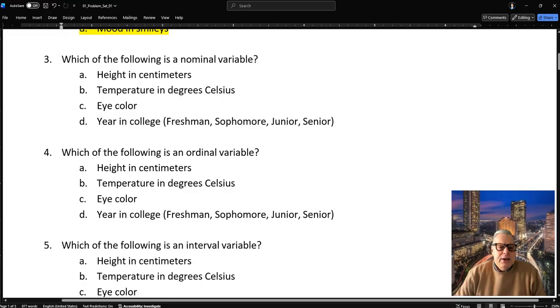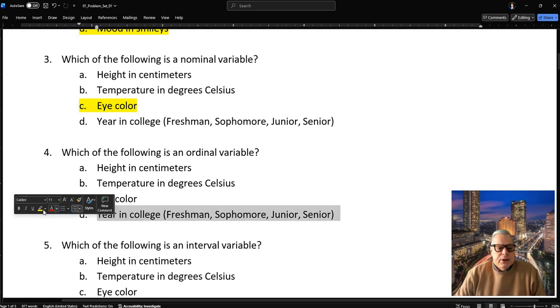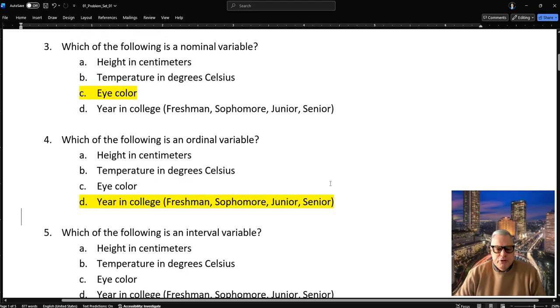Height in centimeters, temperature in degrees Celsius, eye colors, and yeah, so basically eye and ear color, they are both categorical variables, but the eye color doesn't have a rank ordering to it. And that's why the next question, which is an ordinal variable, well, that is then year in college, because there's a rank order like freshman, sophomore, junior, senior.